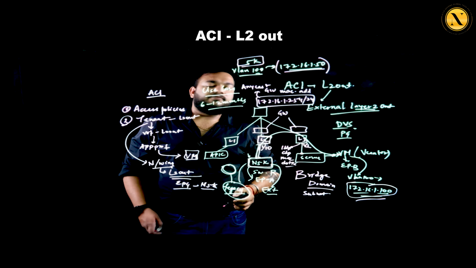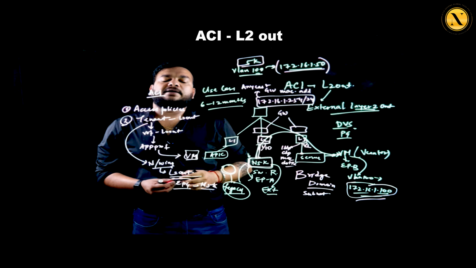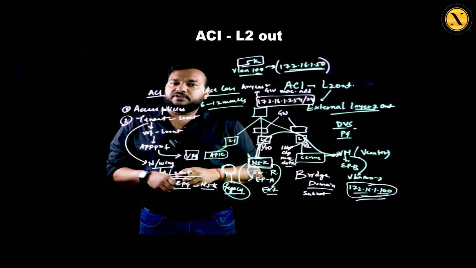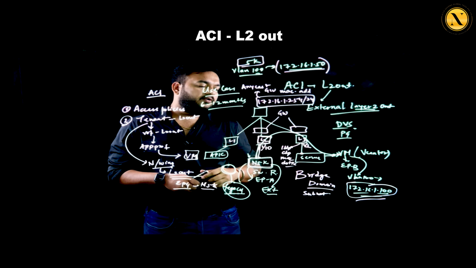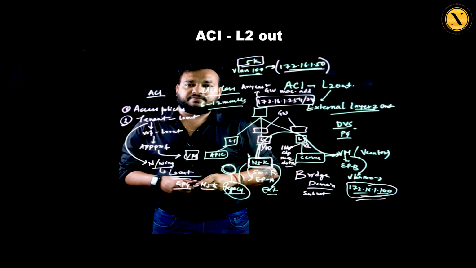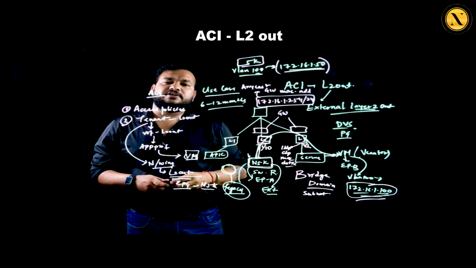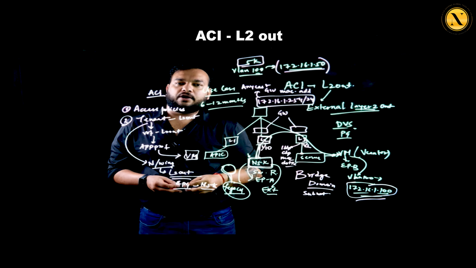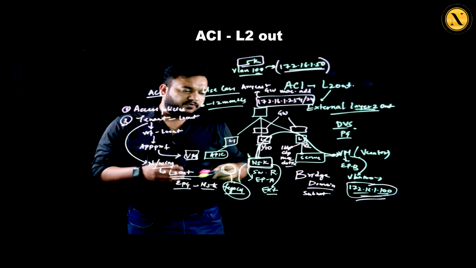Okay. In future lectures, I'll be giving a practical demonstration on how your L2 out is going to happen within the ACI. We'll be testing with one of the VMs as an EPG and the other VM as a physical device, as an external device. And let's have the connectivity, and let's understand how exactly your migration process is going to work in the longer run.